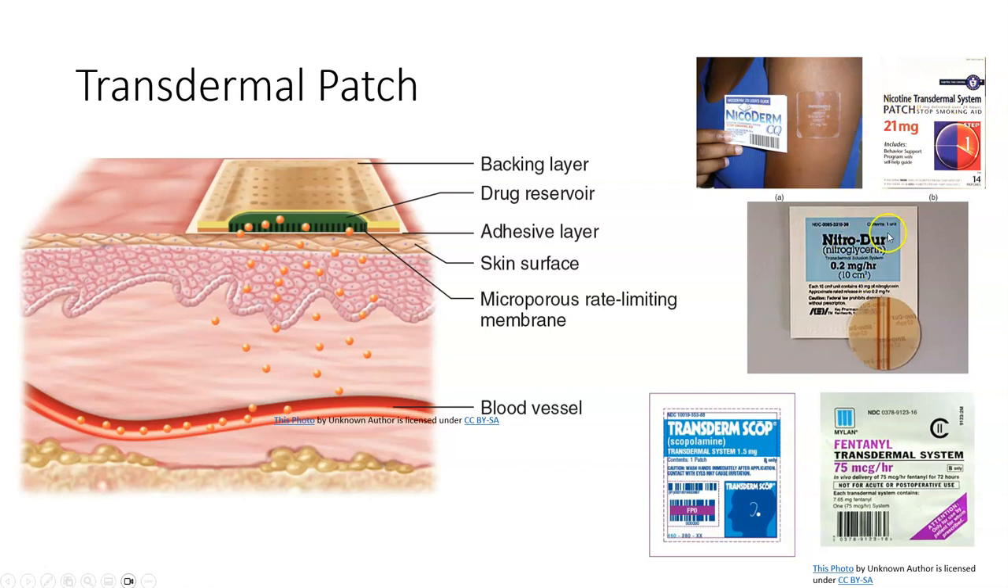Nitrodur, we see that little trademark symbol, so we know this is the brand name, and then underneath we have the generic name. Remember, every drug has a generic name, but not every drug has a brand name. Transderm Scop, we see that trademark. Scopolamine, the generic name. Fentanyl, only one name. It's a generic.